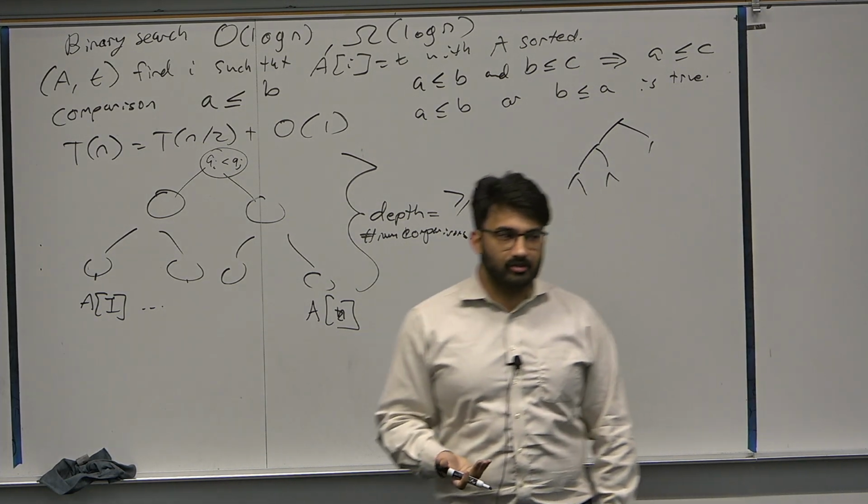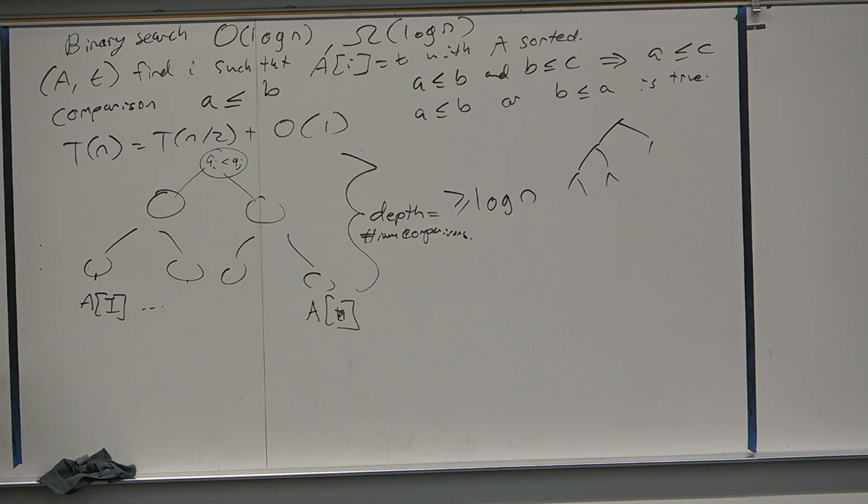And again, this is in the comparison model. Kind of maybe a little obvious in some sense. Every time you make a comparison, you halve it, and you can't do better than that asymptotically, right? Questions on that?